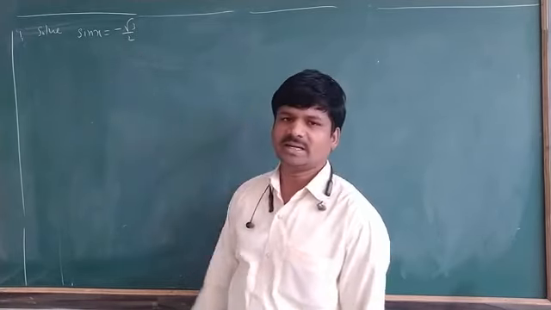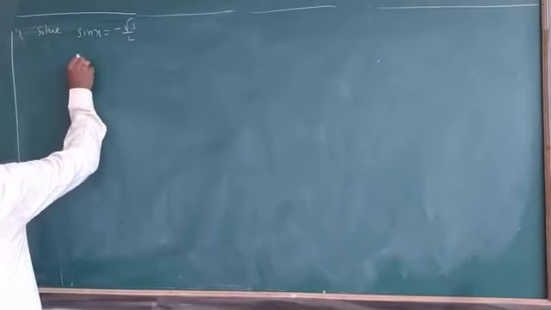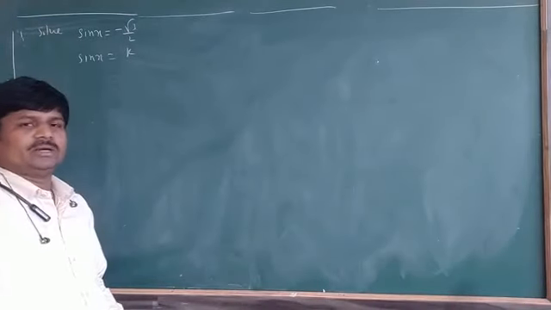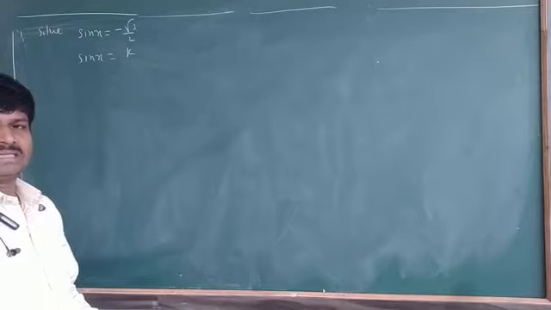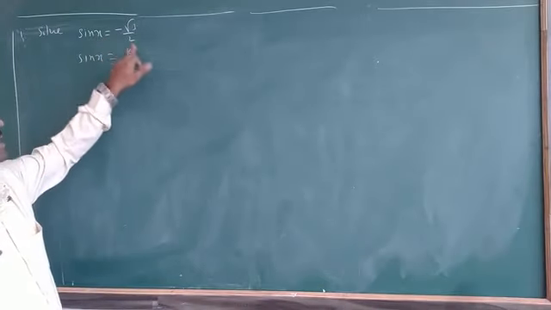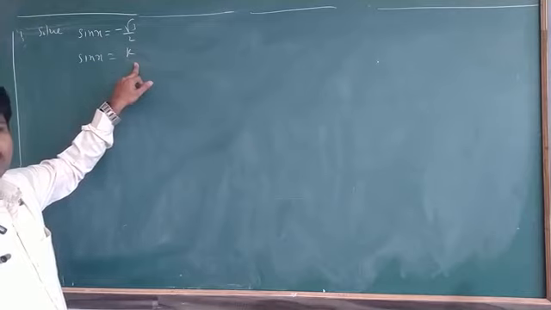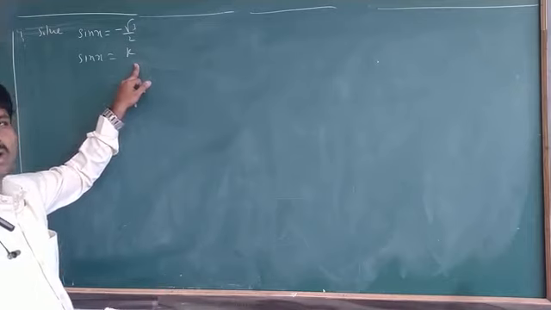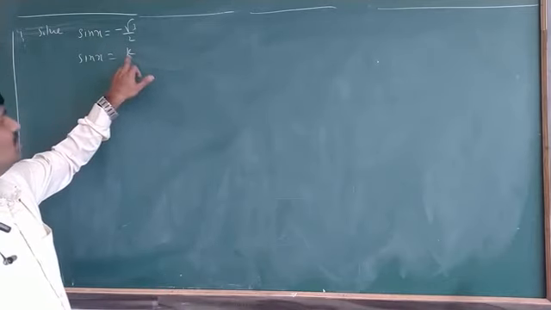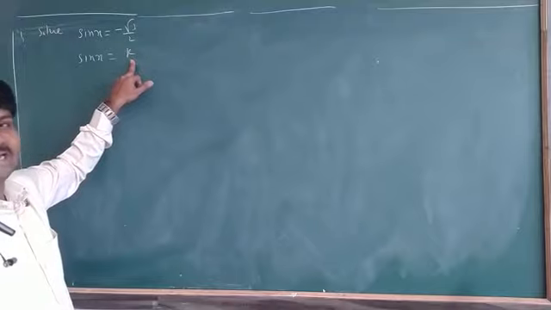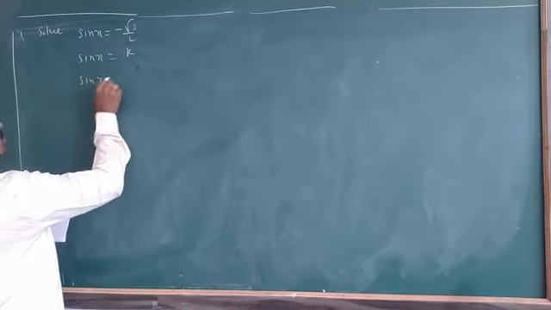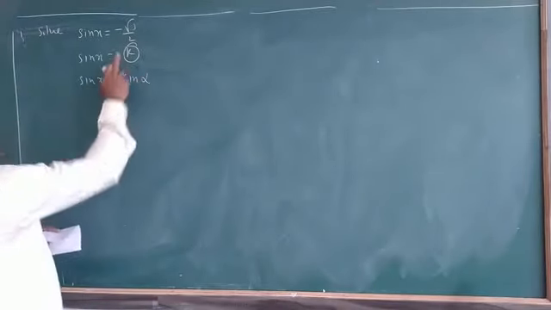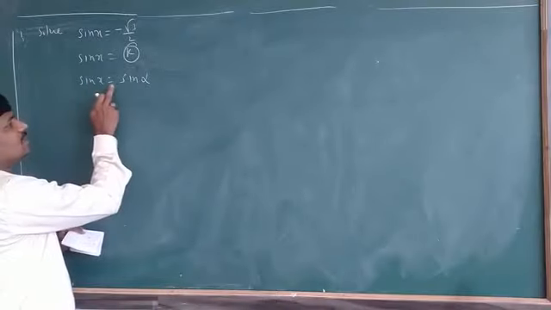Just observe in which form it is. Clearly it is in the form of sin x is equal to k. Yesterday I have given the formulas of the general solution: sin x is equal to k or sin x is equal to sin alpha. Yes or no? So to find the general solution, this k value we have to write in terms of sin, that means sin alpha. So sin x is equal to sin alpha.